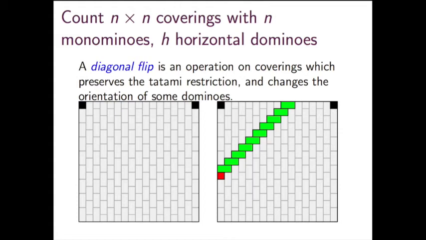So if you look at this guy here, we can call this a vertical bond or a vertical bricklaying covering. And if you take a whole diagonal configuration of these, you remove it, and then you flip it end to end, mirroring it as well, and you put it back in, you don't violate the tatami restriction, and you flip all of those tiles from vertical to horizontal.